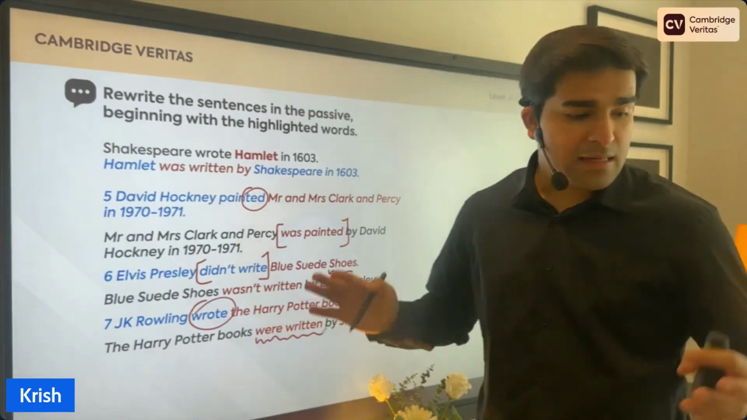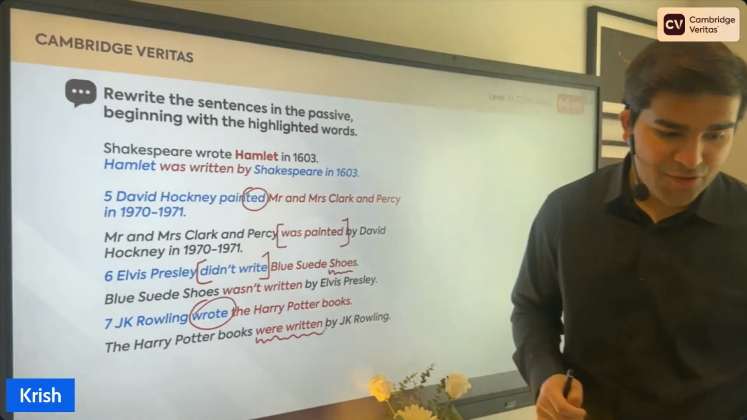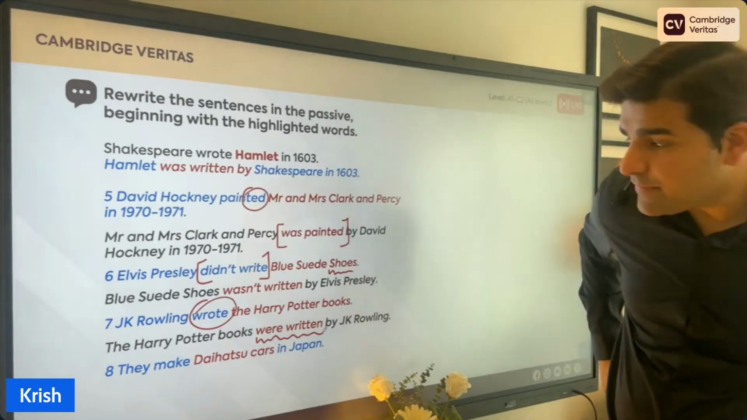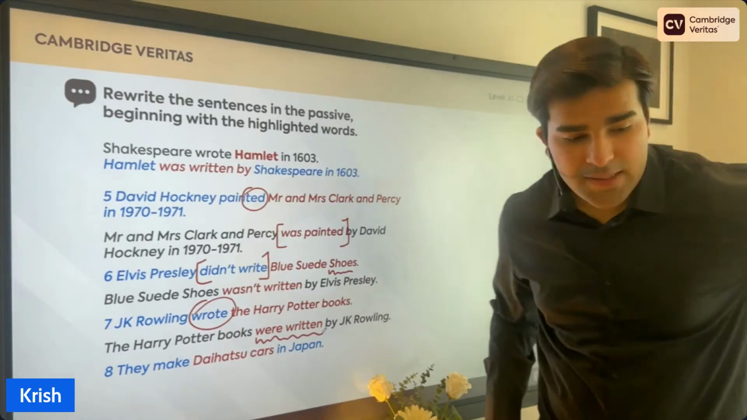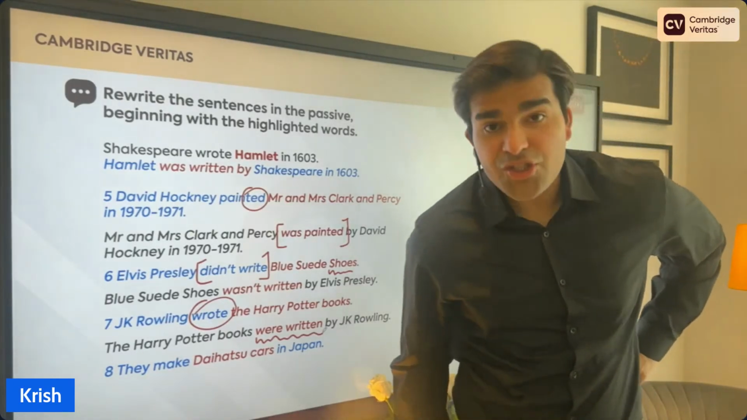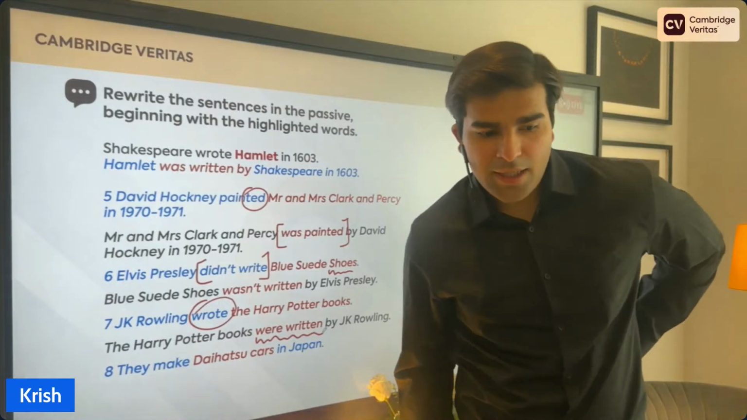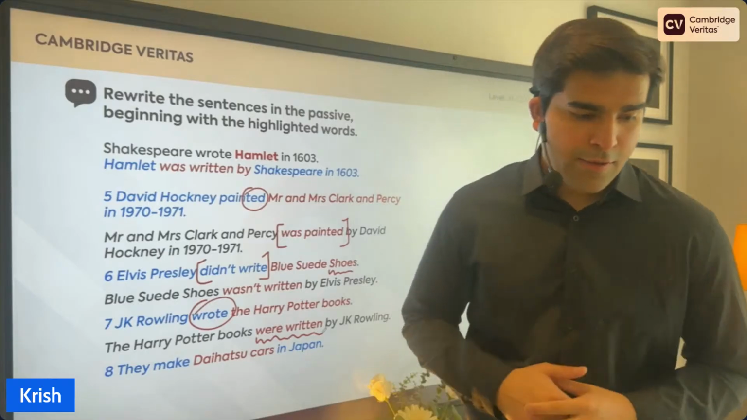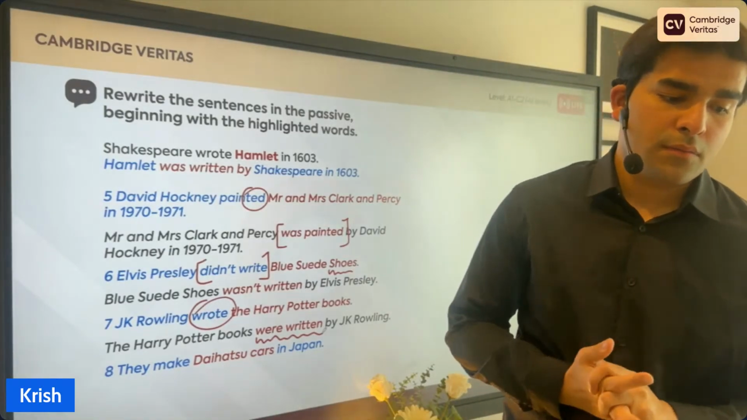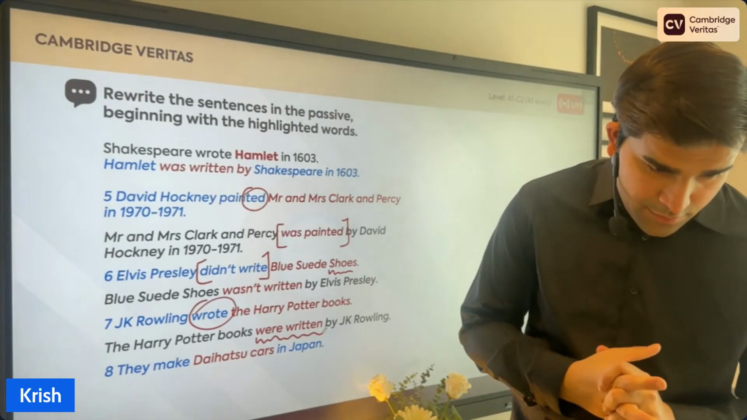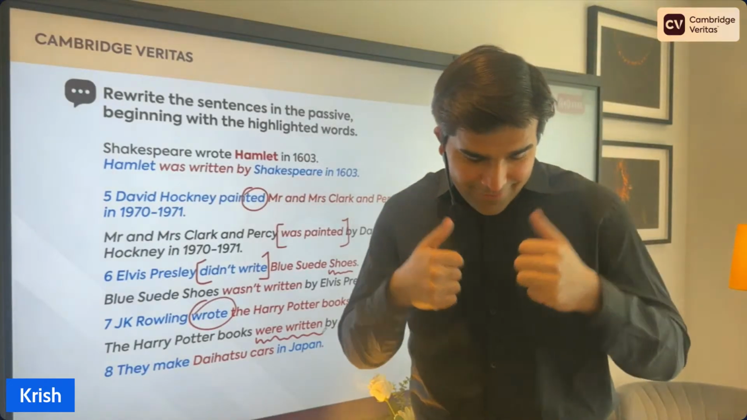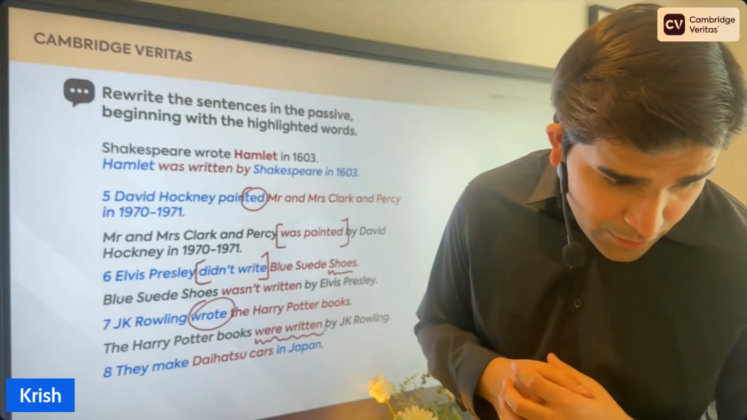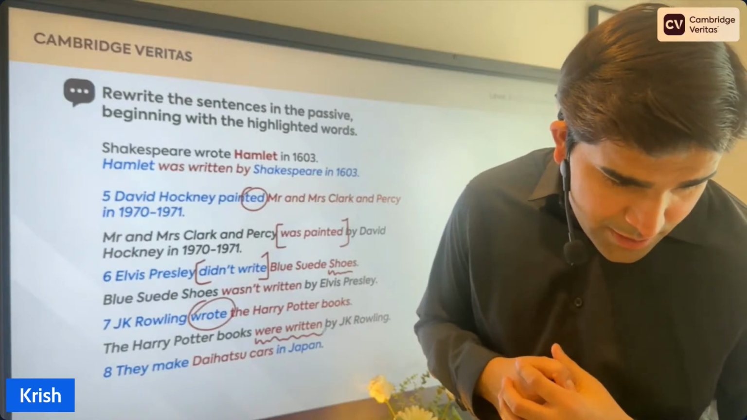Okay. And the last sentence of the day is, ladies and gentlemen, here we go. The last sentence of the day is, they make Daihatsu cars in Japan. Japan or Japan? It is Japan. Was painted by, thank you, Masru, Nagashri. Okay.